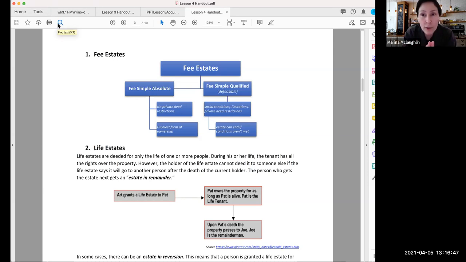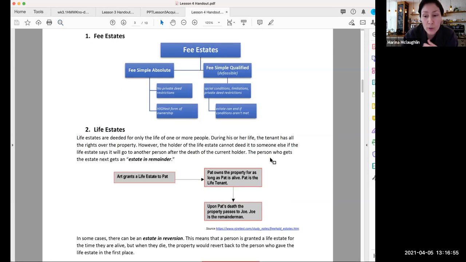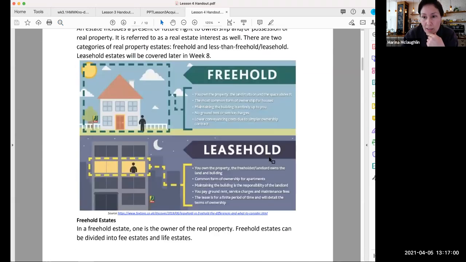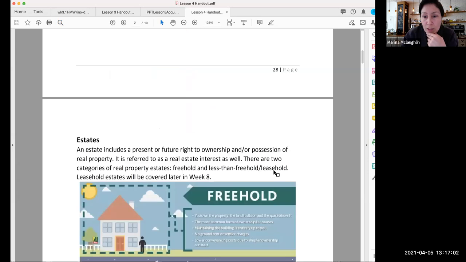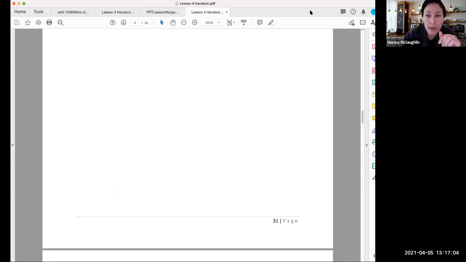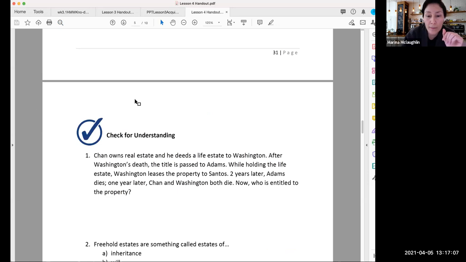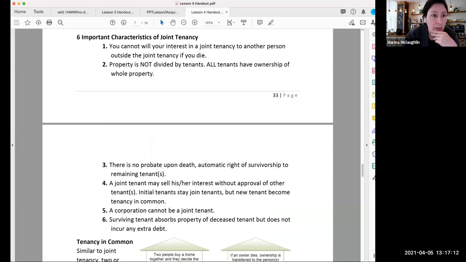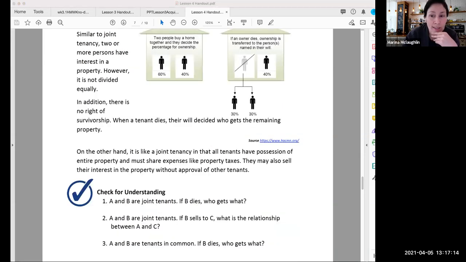Our class is over. So what we're going to do is we'll finish the conversation about the estates on Wednesday. We'll do that first, and it's pretty short actually, this lesson. There's also lesson 5. Let me share my screen on Canvas so you can see what I mean. Okay, sorry. So estates and methods of holding title. It's going to be an interesting conversation on Wednesday, so please make sure you come so you can be a part of it.